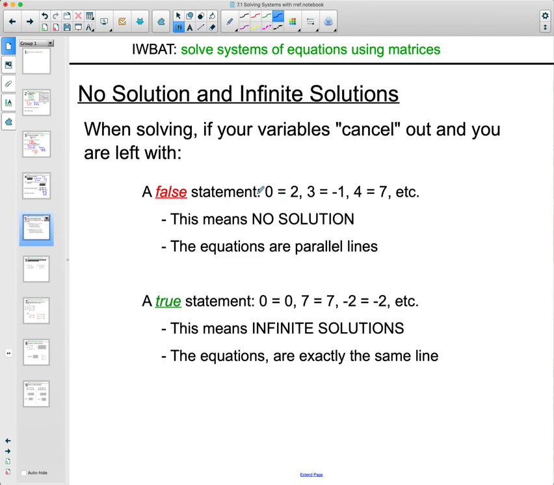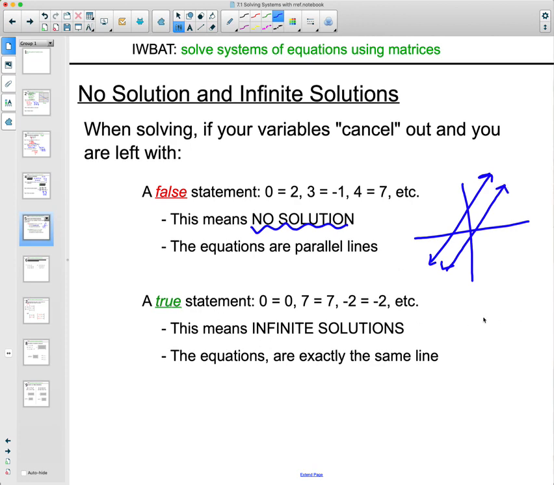One thing to just remember is if you're solving a system, if your variables cancel out, okay, so if when you canceled out the x's, the y's also canceled out. If you get down to a false statement that says 0 equals 2 or 3 equals -1, something that's not true, then this means no solution. It means if you were to graph these two lines, they'd be parallel lines, so they wouldn't ever cross. So you'd have no solution.